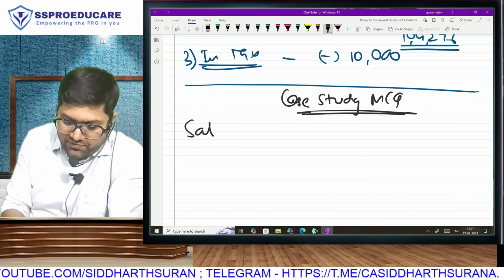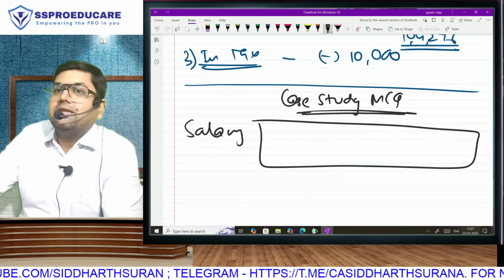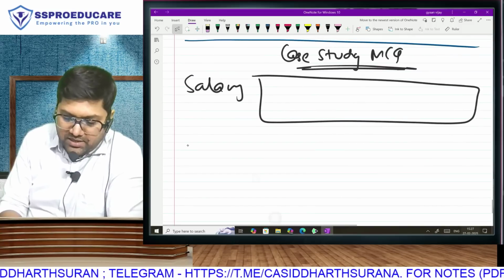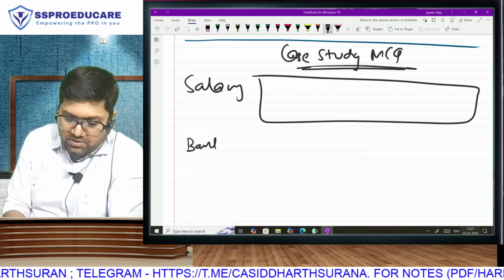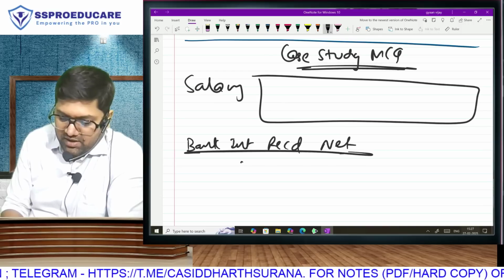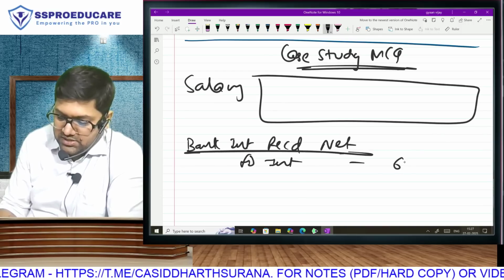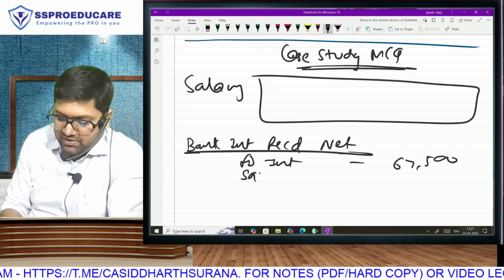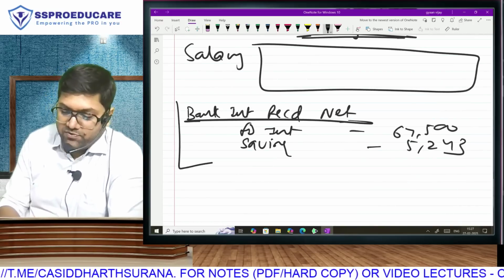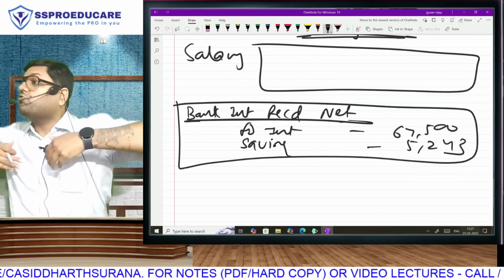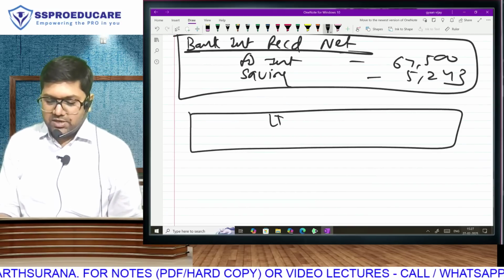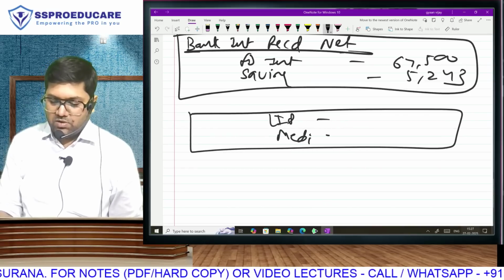There was first paragraph giving all the salary details, basic salary, contribution to recognized provident fund, all that was given. Then in the second paragraph, they had given details of bank interest received net, in which they gave FD interest 67,500. They gave some saving account interest also, some 5243. That was your second paragraph of the question. Big question, case study, no, for everything they are giving. Then they gave a third paragraph about life insurance premium, medical insurance premium, all that data they gave.